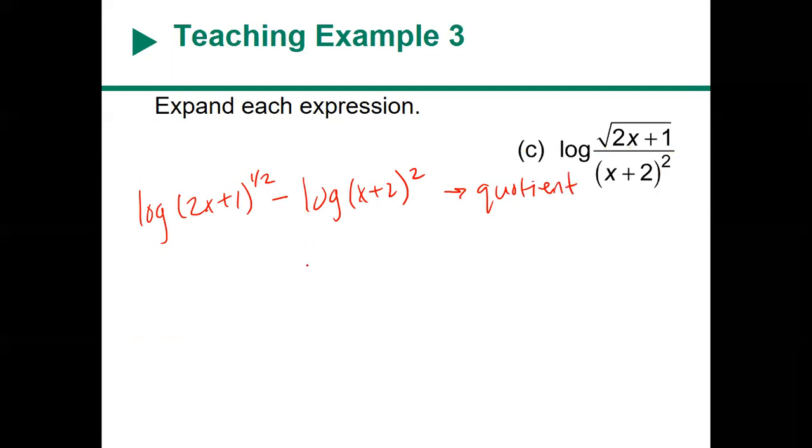And then what's left for us to use? The coefficient, the power rule, right? So with the power, we're going to have 1/2 log of 2x plus 1 minus 2 log of x plus 2. And that's because of the power rule.